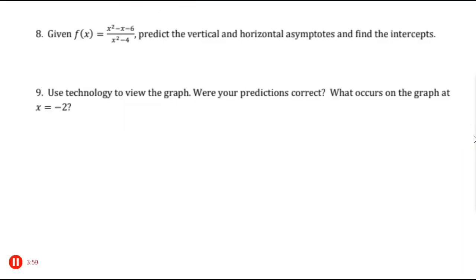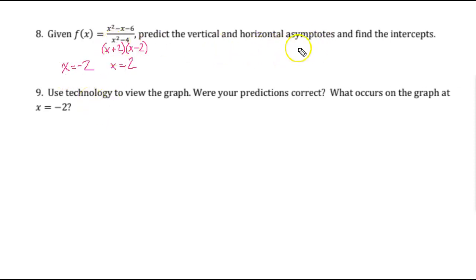Now, if we're given f of x is equal to x squared minus x minus 6, predict the vertical and horizontal asymptotes and find the intercept. So this is going back to reviewing what we were doing in the last lesson. If you recall, the vertical asymptotes are always determined by the denominator. So I want to figure out where the denominator is equal to 0. Well, this one we had already factored on the last problem. So I know it factors to be x plus 2 and x minus 2. So this is going to be equal to 0 where x is equal to -2 and x is equal to +2. So we should have two vertical asymptotes.